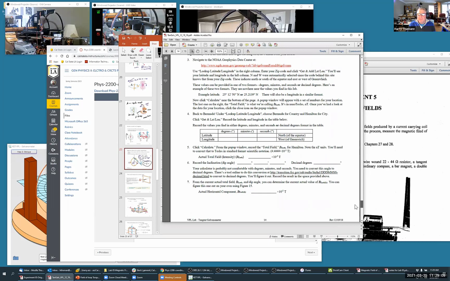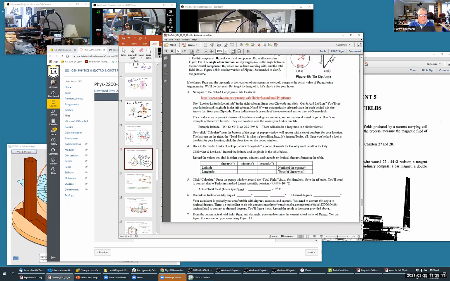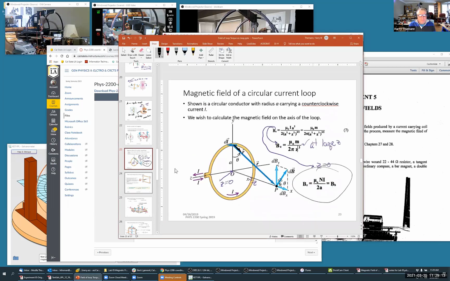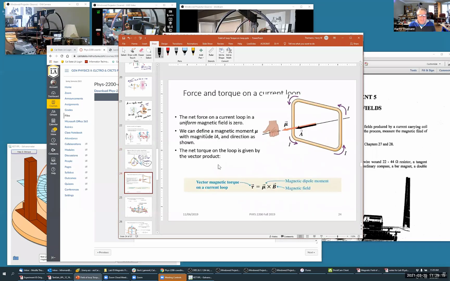All right. So the last thing was to measure the Earth's magnetic field as a function of the period of the permanent magnet oscillating. My personal feeling is that the lab manual does a really horrible job of developing this concept of the magnetic moment.